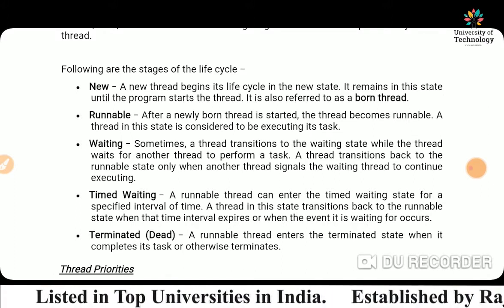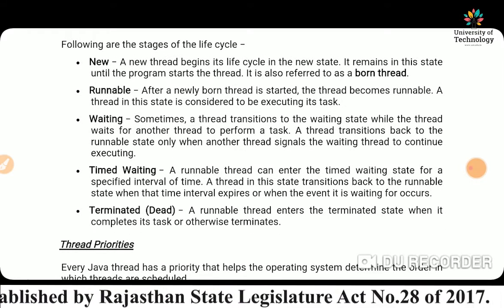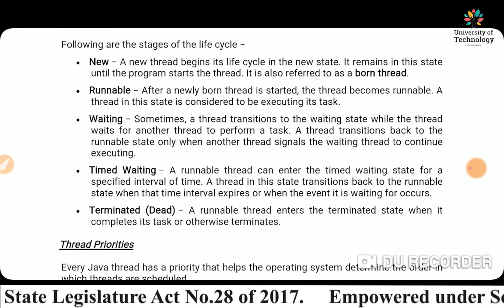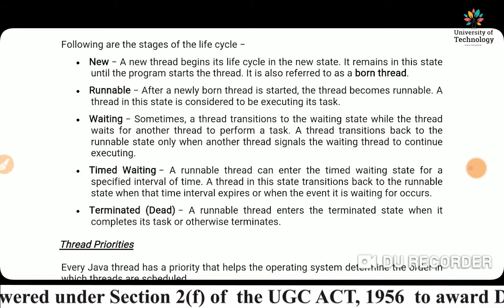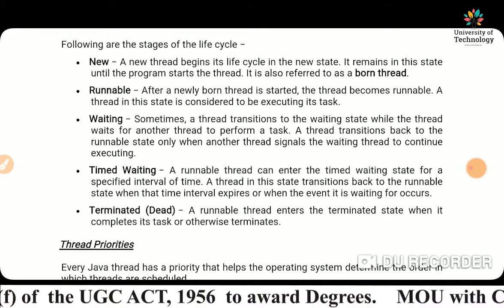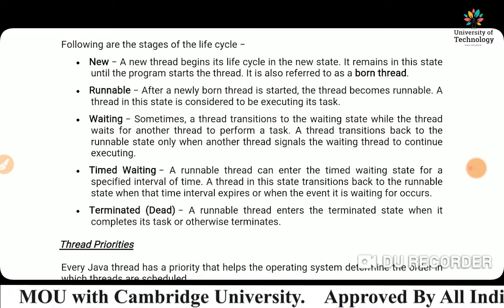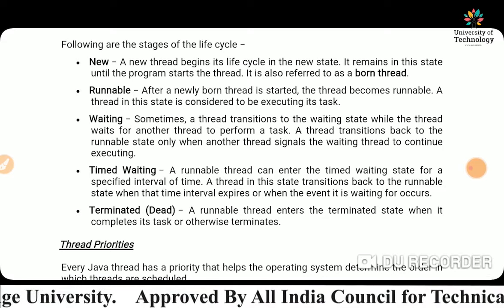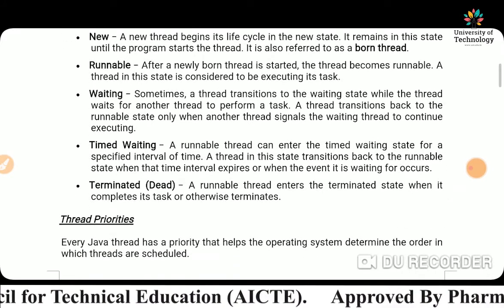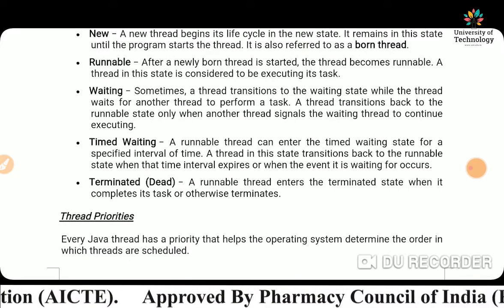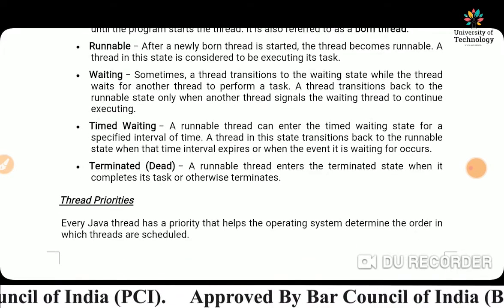Next, timed waiting. A runnable thread can enter the timed waiting state for a specific interval of time. A thread in this state transitions back to the runnable state when that time interval expires or when the event it is waiting for occurs. Next, terminated or dead. A runnable thread enters the terminated state when it completes its task or otherwise terminates.